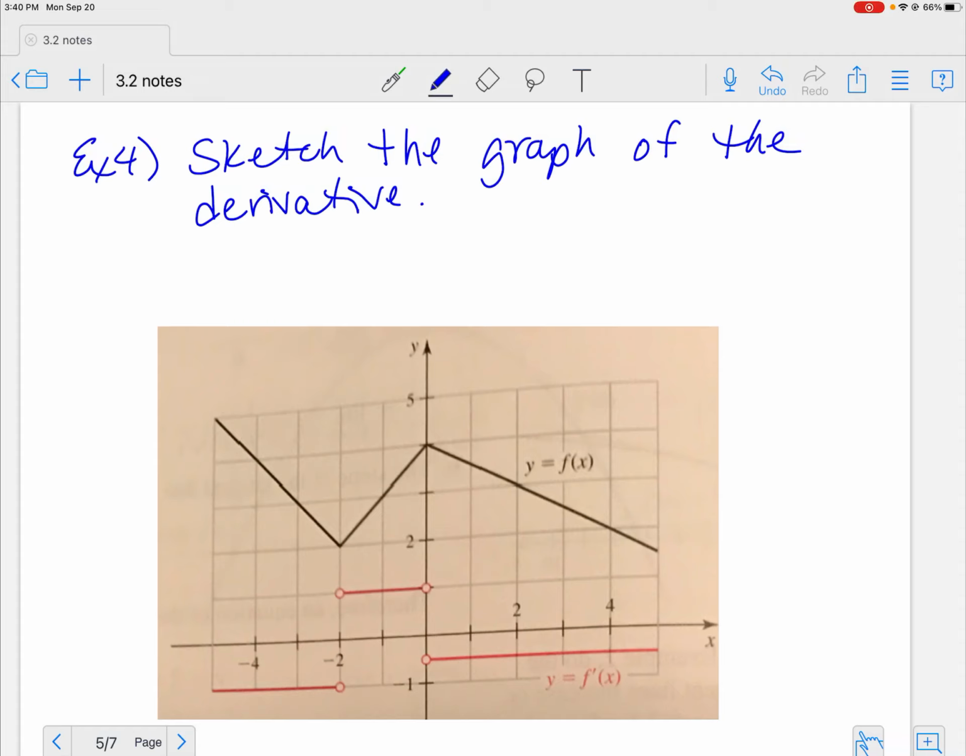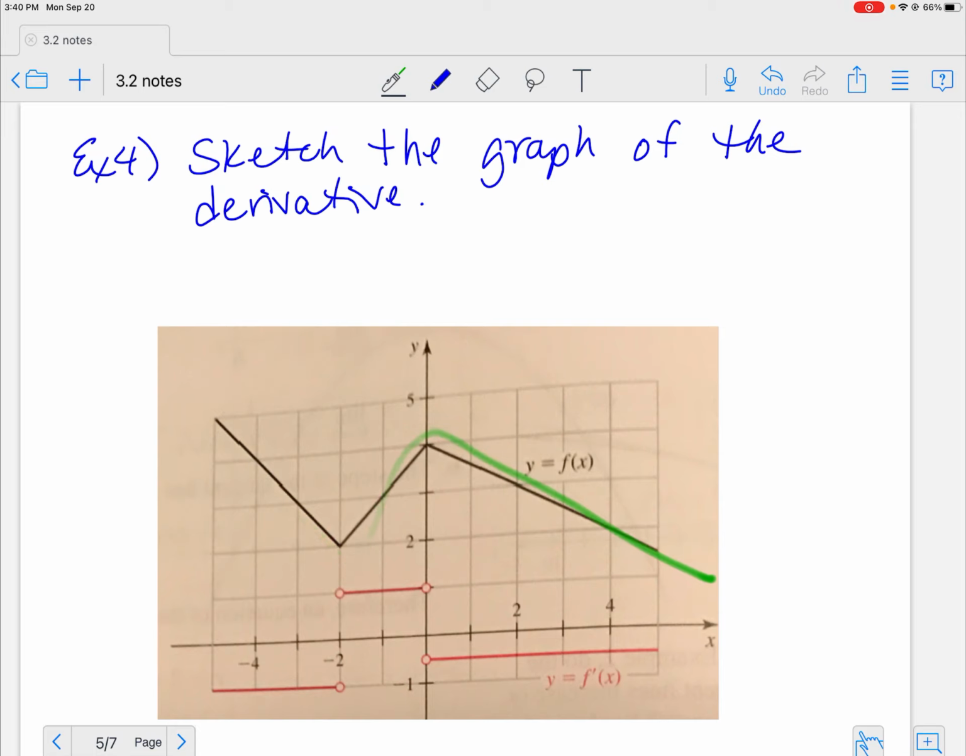Okay, so let's talk about what a graph of a derivative would actually look like. So I've got this graph here. This is my actual sketch of the graph of the derivative. But this black one right here is my actual graph, y equals f of x. This is my actual function.